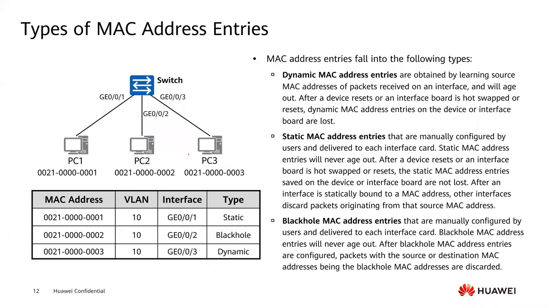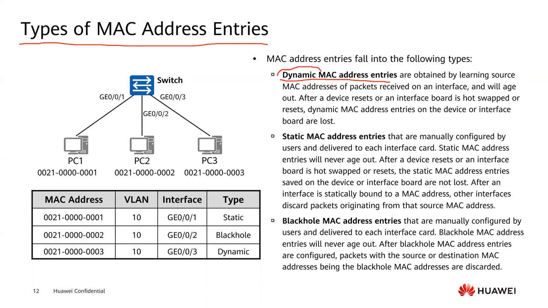Okay, so now before we introduce the new features, let's look at some concepts about these technologies. What is it? It is the types of MAC address entries. What are the MAC types that we will see in the MAC address tables? I think for most people, the most often seen type should be dynamic MAC address entries, right?